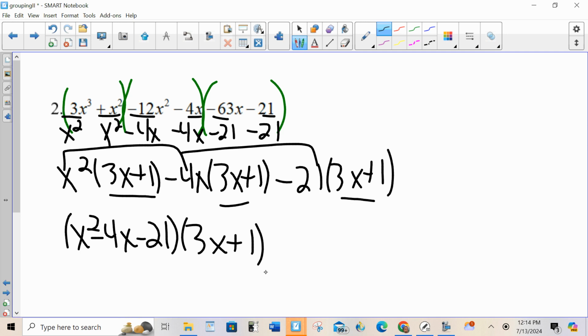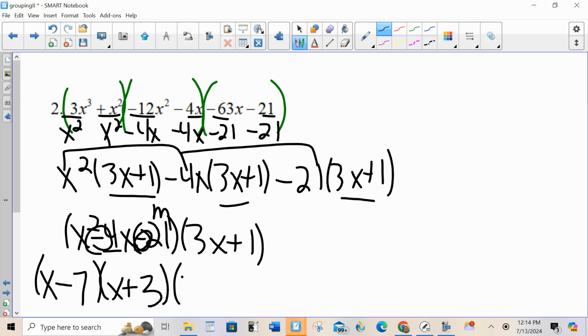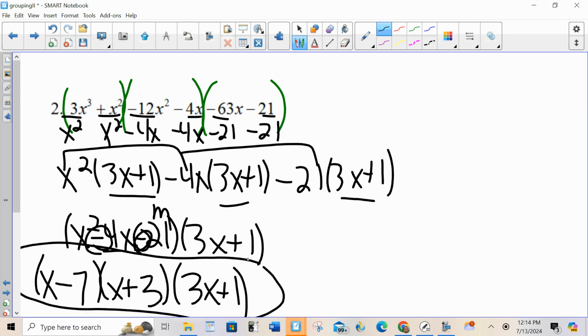Can I factor any further? Yes, I see a trinomial. 2 sets of parentheses, x and x. First sign comes down. A negative and a negative is a positive. Multiplies to 21. Subtracts to 4, 7 and 3. The 3x plus 1 comes down. That is grouping. I don't feel a need to do any more with you. So practice, and that's it.